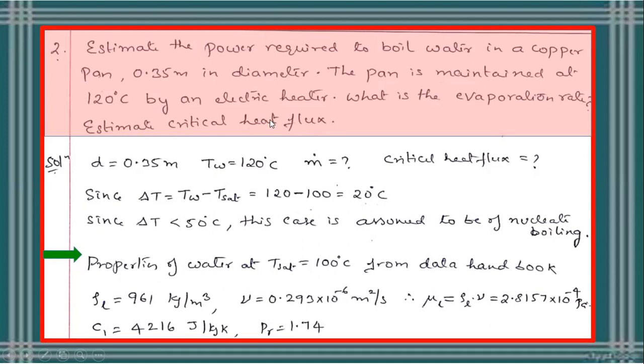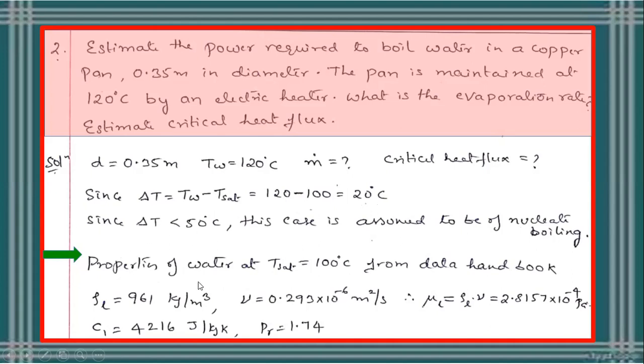Estimate the critical heat flux. This critical heat flux expression is just below the heat flux expression for nucleate boiling in the boiling section, which we just saw while solving the previous problem. Now delta T is already given. What is delta T? It is the wall temperature minus saturation temperature: 120 minus 100, which is 20 degrees centigrade. Since delta T is less than 50 degrees centigrade, this case is assumed to be nucleate boiling.